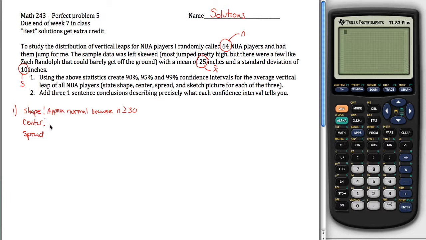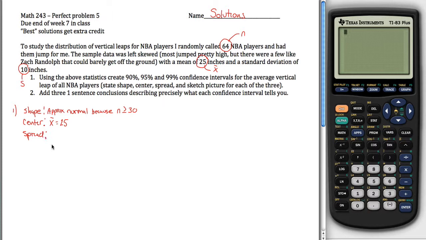The center of the sampling distribution, it's our point estimate. We'd like to use mu, but we don't know mu. We're setting up this confidence interval for mu. Mu is an unknown in this case. So our best guess at what mu is X bar. X bar given to us as 25 in this problem.